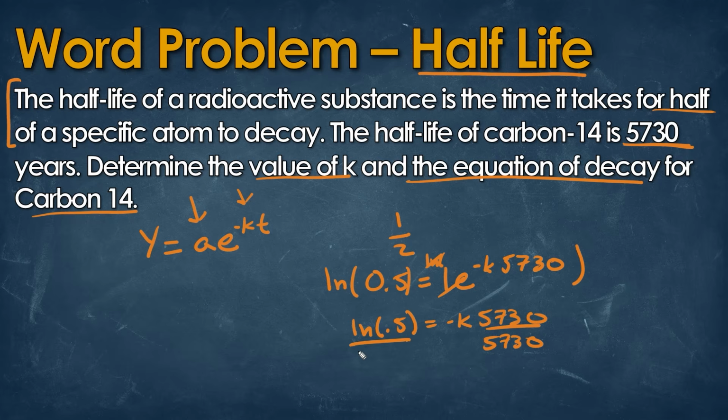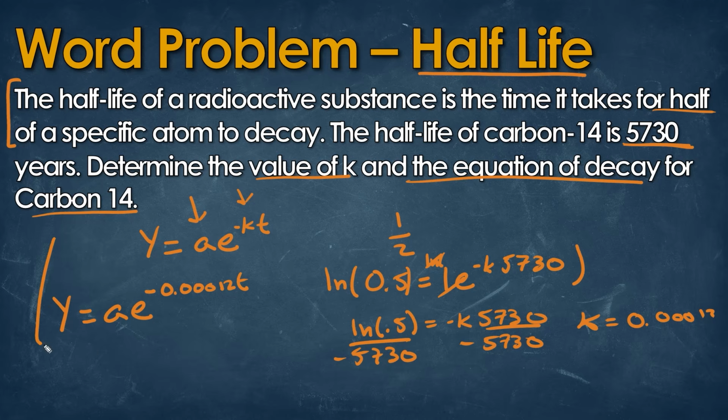We can divide by 5730 on both sides, and if we do, we're going to get an answer for k as equal to 0.00012. We can use that to now plug it into our equation. So y would be equal to a, which would be the initial amount that we would have, times e raised to the negative 0.00012 times t, and that would be our final answer.